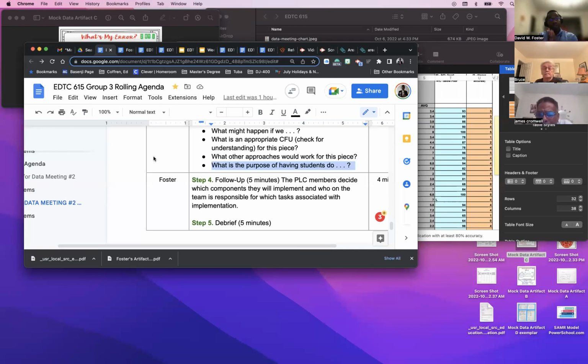So what procedures would you put in place, James, as the expert on behavior in the group? What would you teach students to do in the classroom so that they're focused, actively participating, and engaged in the content?